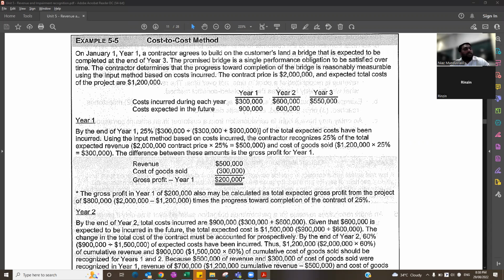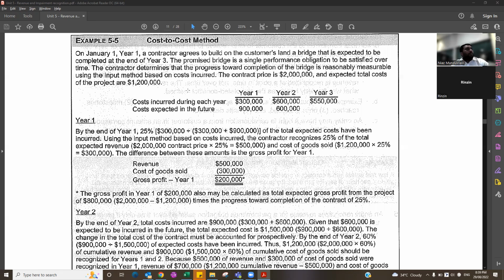The contractor determines that the progress towards completion of the bridge is reasonably measurable using the input method based on the cost incurred. Clear? Input method is always on the basis of cost. Now, the contract price is 2 million. The expected total cost of the project is 1.2 million. So there is a margin of 800,000, right?